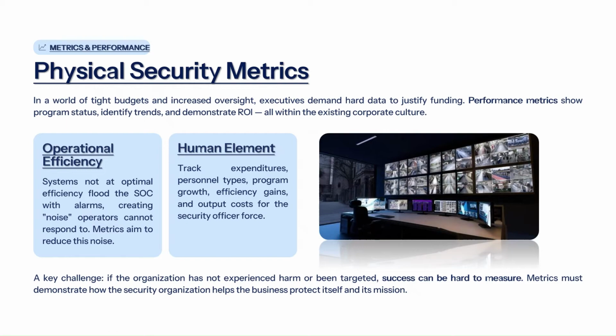Human element metrics focus on personal performance, such as training completion rates, report accuracy, patrol effectiveness, and supervisory oversight. Effective metrics must align with organizational goals. They should demonstrate how security contributes to asset protection, risk reduction, and business continuity. By tracking relevant metrics, security leaders can make informed decisions, allocate resources effectively, and continuously improve performance.